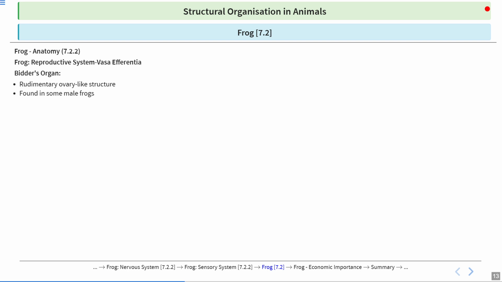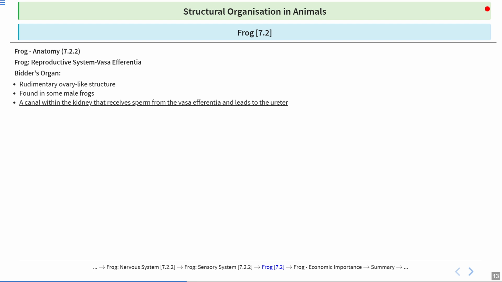Found in some male frog. It is present in the male frog. And this is a canal within the kidney that receives sperm from the vasa efferentia and leads to the ureter. Why is it passing? You can think about why the sperm needs to pass through the kidney. Why is it passing through the kidney? Because there is just one opening, that is the ureter.